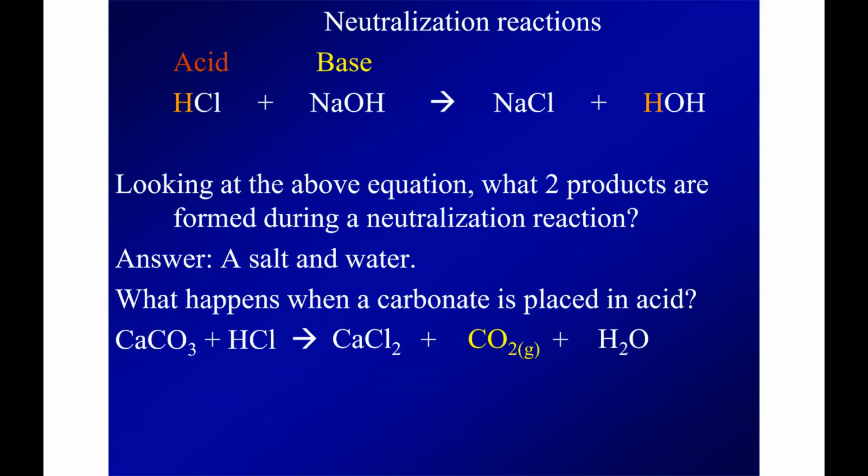Okay, so just a little refresher. Neutralization reactions form a salt and water. That's what we're seeing here. And then down here is another example. What happens when a carbonate is placed in an acid? Well, a carbonate is unique in that it forms carbon dioxide. Okay, so you've seen this with baking soda and vinegar. That's why it's bubbling. It's producing carbon dioxide. So carbonates are great bases, and they're great to use to indicate if there is a presence of an acid.